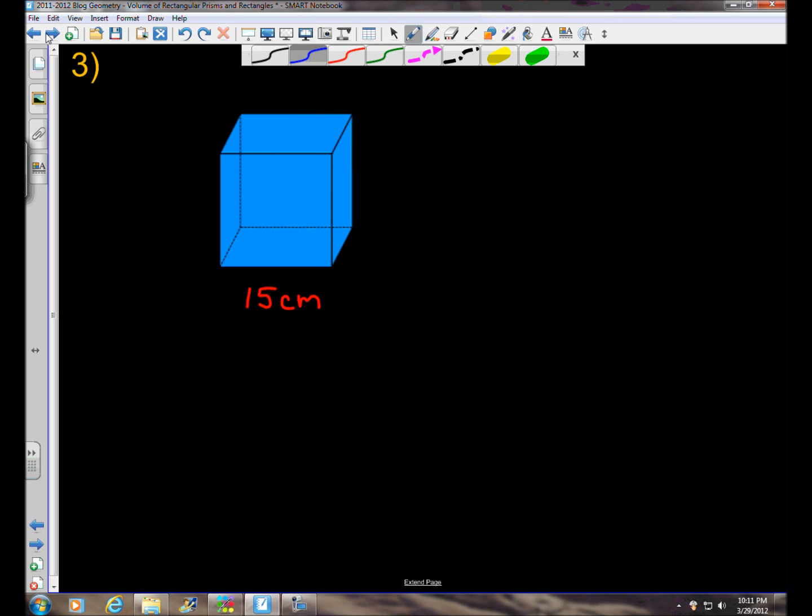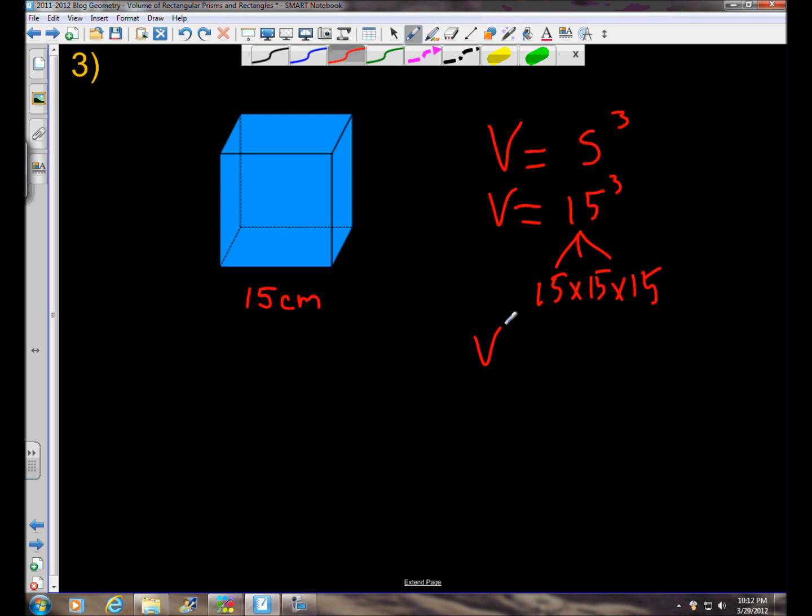All right, example 3, we've got a cube, so automatically I'm thinking of my volume formula for a cube, and that would be volume equals the measure of a side to the third power. So volume must be 15 to the third power, or 15 times 15 times another 15. And let's see what that would be. Volume equals 15 times 15.